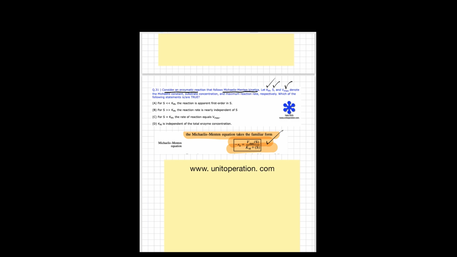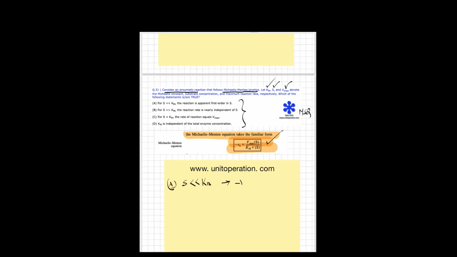And out of these options, we have to find out which particular option is or are correct. So this is an MSQ type of question. And we all know the Michaelis-Menten equation is a very important, very popular equation to describe enzyme catalyzed reactions. So let's look at the different options. Option A: when S is much less than Km, that means the substrate concentration is much less than the Michaelis constant. Then mathematically, let's look into it.